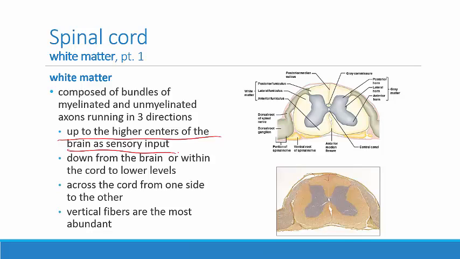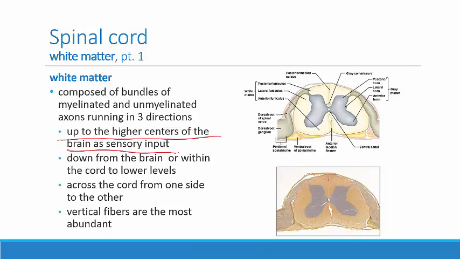On the other hand, if we have efferent communication, that is information that is running downward through the spinal cord, that's going to be taking out motor responses or transmitting information to lower levels of the spinal cord.